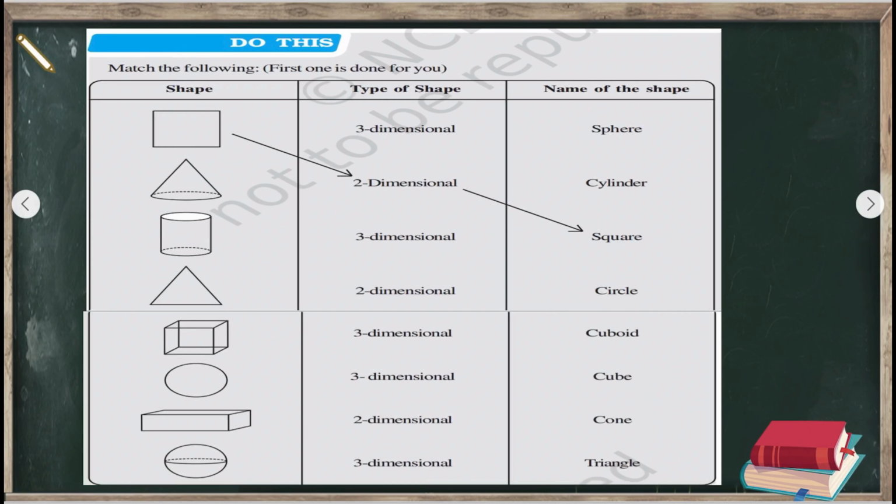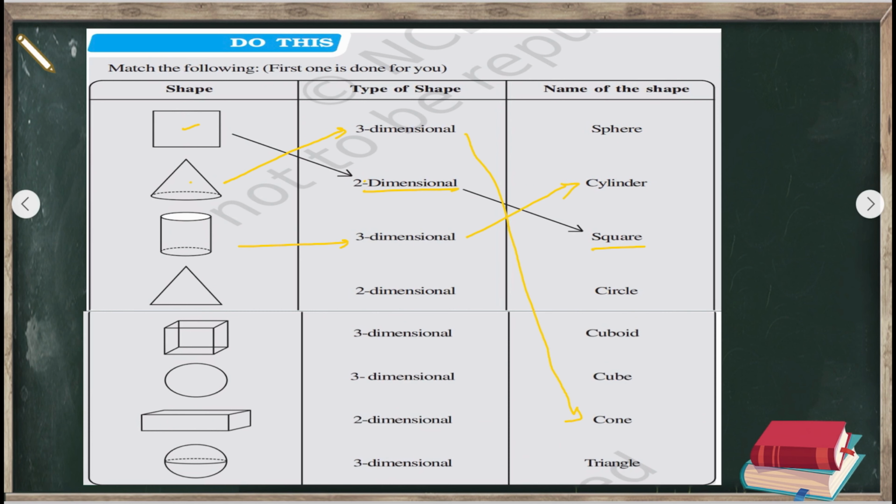First is already matched, which is this one, a square, which is two-dimensional, matched to its name square. Next one is a cone. Cone is a three-dimensional figure, so we'll join it till here and connect it to its name, which is here, cone. Next one, this one is a cylinder. Cylinder is a three-dimensional figure and its name is here.